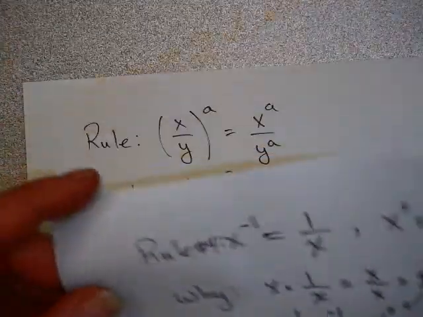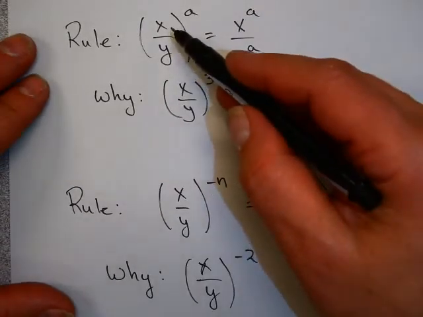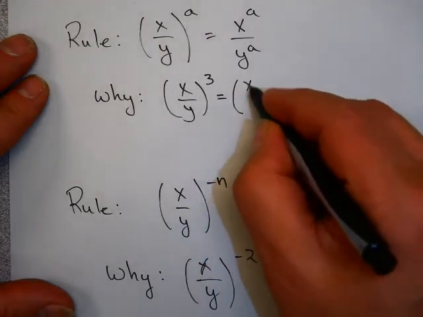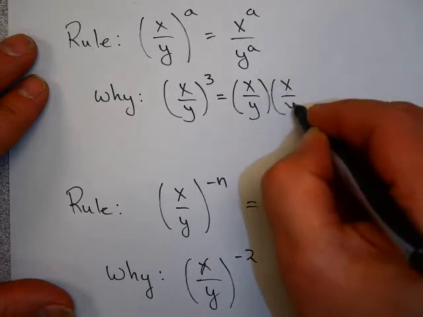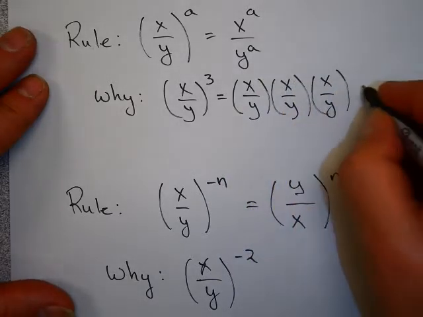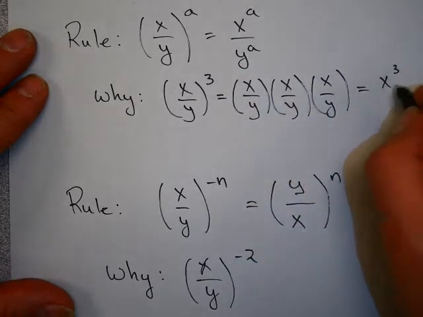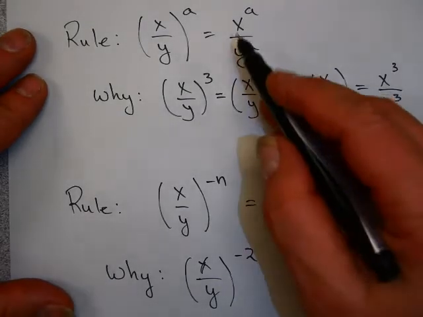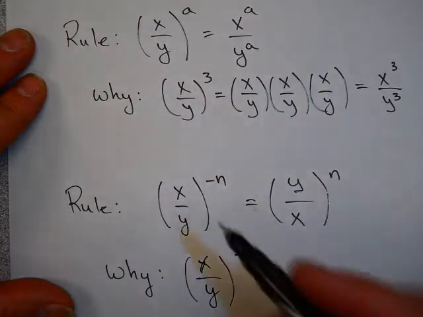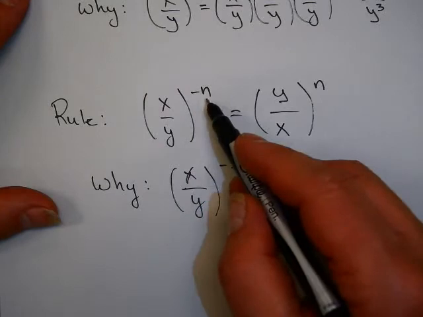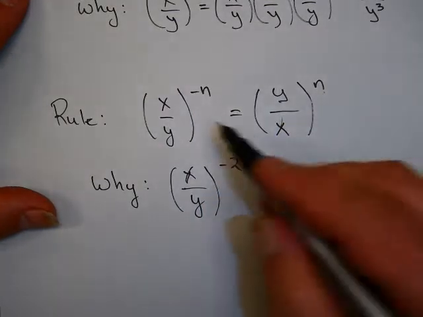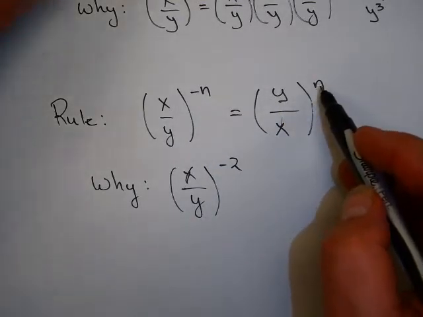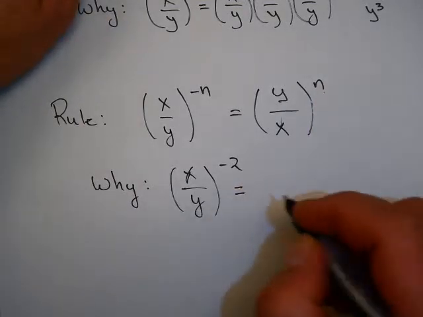Now let's do a few other rules. X over y raised to the a power is x to the a over y to the a. This is a lot like the multiplication rule. If you take a look at this, x over y cubed equals this. This equals x times x times x, which is x cubed, over y times y times y, which is y cubed. Okay? So that's kind of like that multiplication rule we had earlier. And here's a very useful rule. X over y to the minus n equals y over x to the n. In other words, if you take a fraction and raise it to a negative exponent, you flip the fraction and make the exponent positive. It's a little confusing to see why, but let's try it.